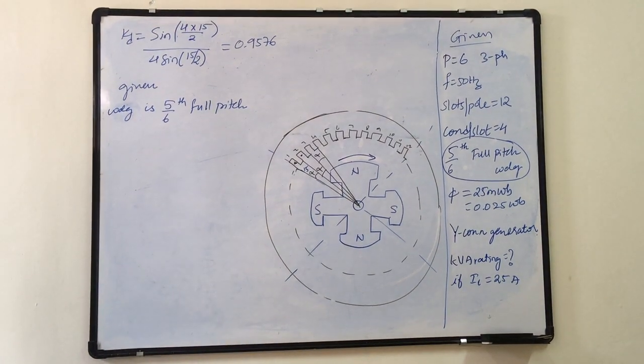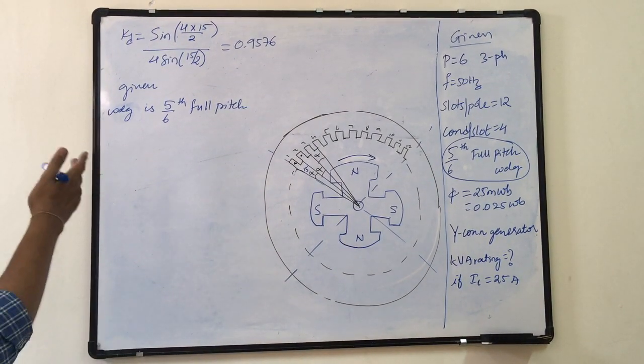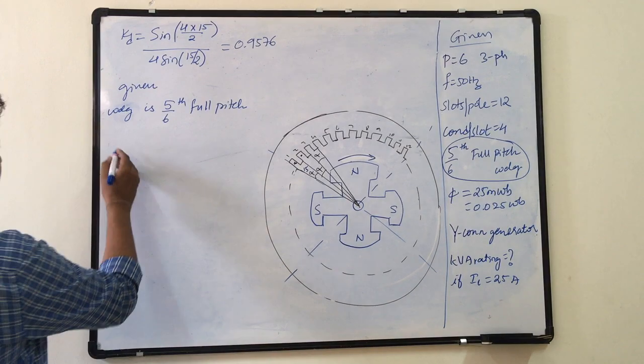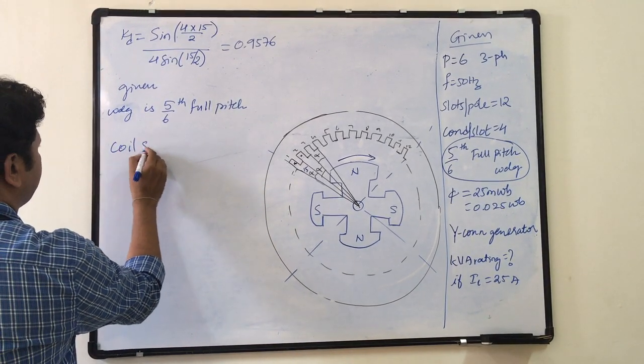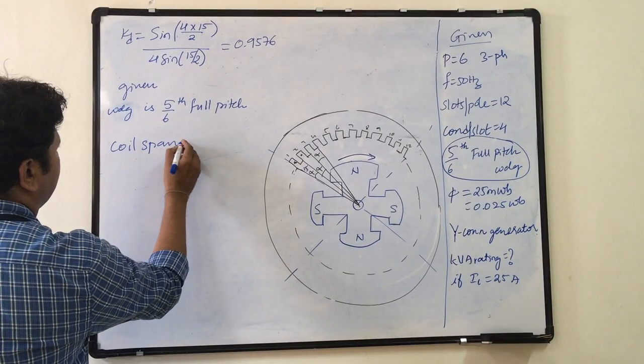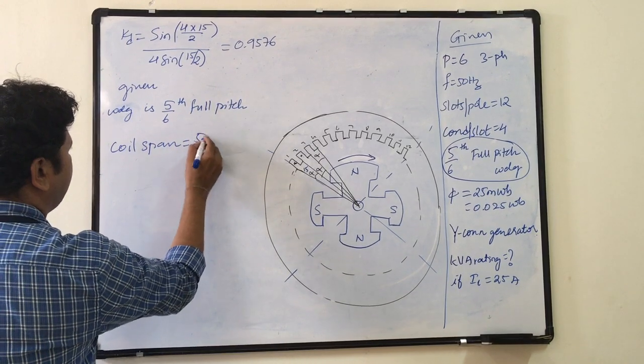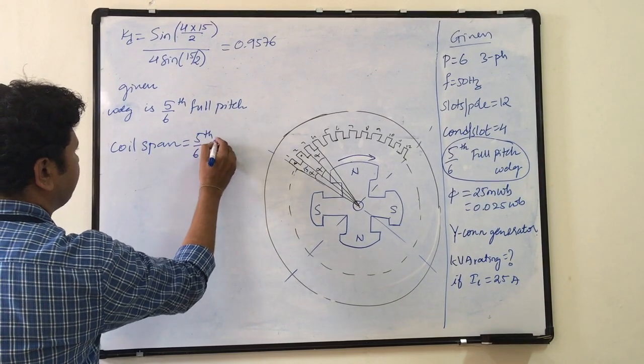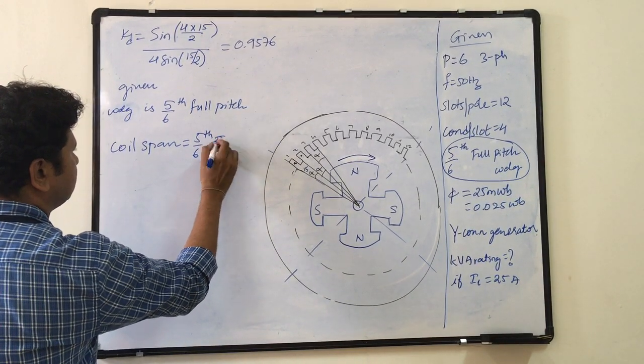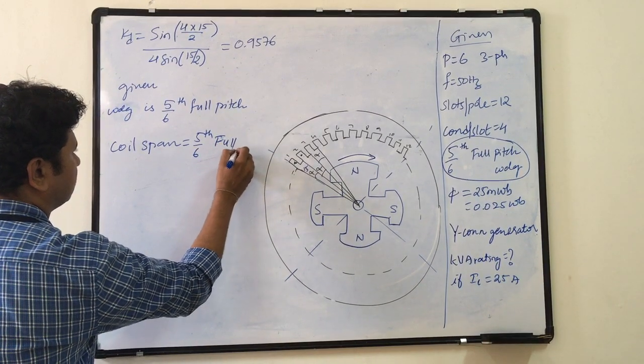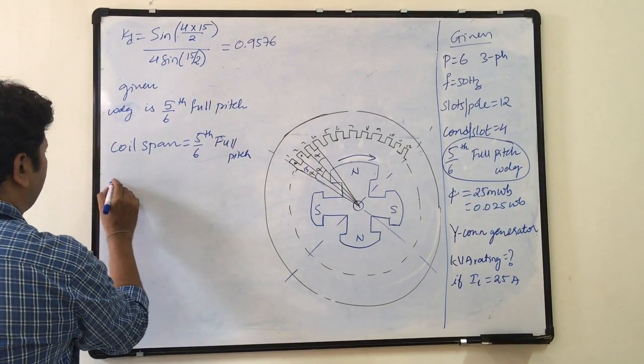But by how much, and how many degrees? I can find out. So what is the coil span? Coil span is equal to 5/6 full pitch, as given. Now, what is the short pitch angle?